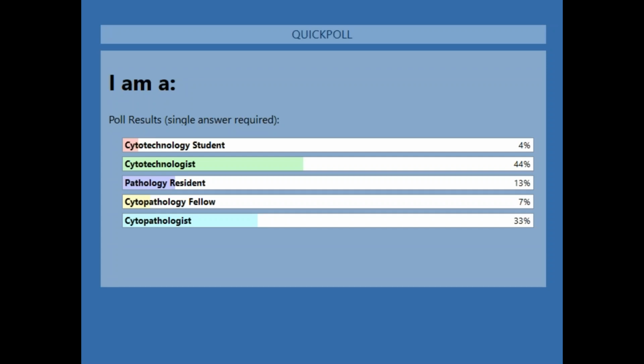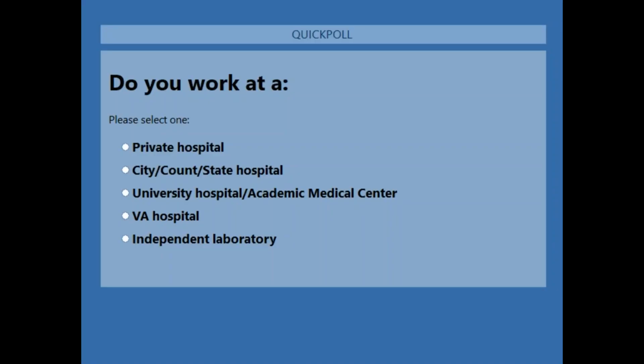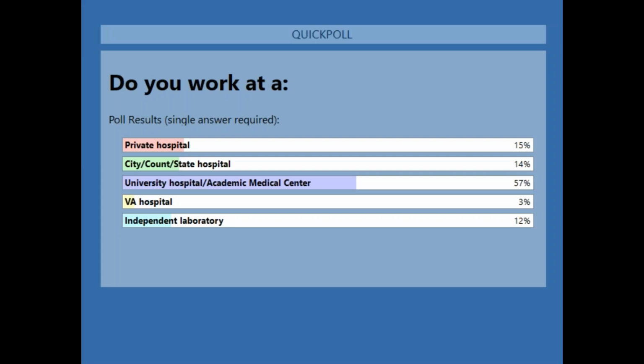So looks like you have 44% cytotechnologists, followed by 33% cytopathologists, followed by pathology residents, 13%, followed by cytopathology fellows, and we have a couple of cytotechnology students with us as well. And our next poll, do you work at a private hospital, city, county, state hospital, university hospital or academic medical center, VA hospital, or an independent laboratory? All right, a couple more seconds and then we can show the poll. All right, it looks like most of our participants, 57%, are from university hospitals, academic medical centers, and then it's divided between private hospitals, city, county hospitals, and independent laboratories.